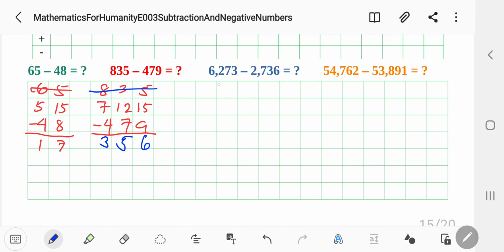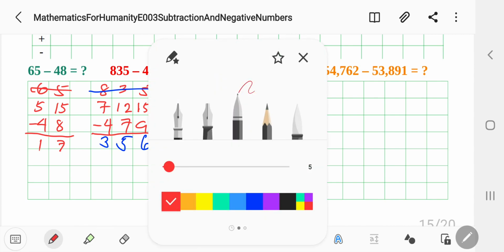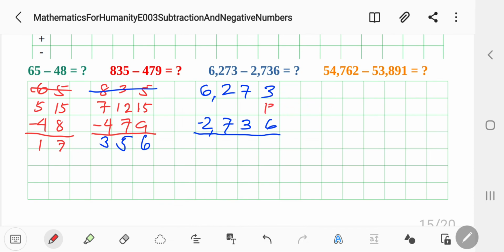And then the next number is 6,273, and you have to subtract 2,736. Now 3 is less than 6, so you have to borrow 10 from the next number to the left. So this is 13. Let me change color. So you have, this is 13.